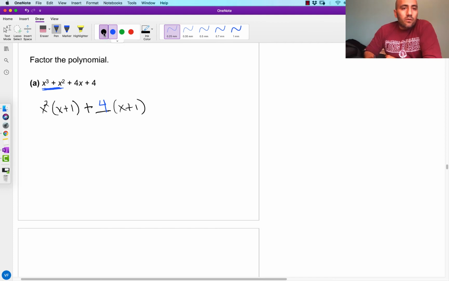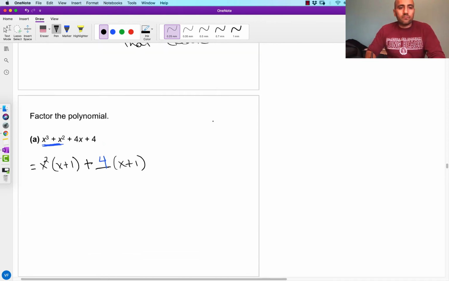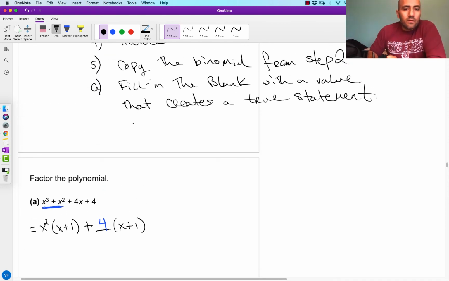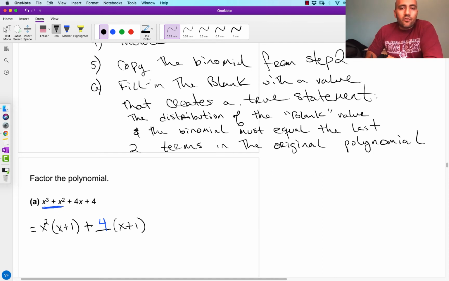Okay, so I want to fill in the blank such that I get a true statement. The distribution of the last terms is equal to the last two terms of the original polynomial. So fill in the blank with a value that creates a true statement. The distribution of the blank value, the one you're looking for, and the binomial must be equal to the last two terms of the original polynomial, as we see in this case.